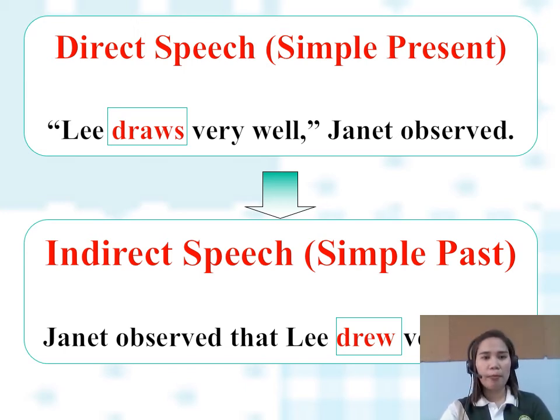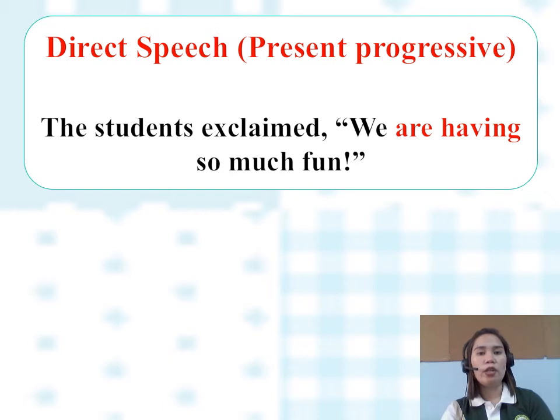Next, we have another example. Now we have here the present progressive and we are going to change it into past progressive. Again, in progressive tenses, we are using the -ing form of the verb. So we use is and are plus the -ing form of the verb. And in past progressive tense, we are using was for singular and were for plural plus the -ing form of the verb.